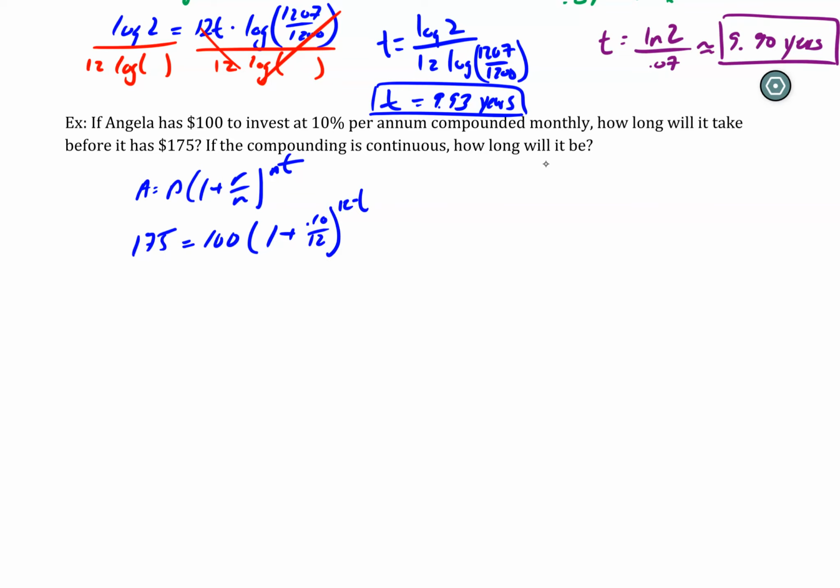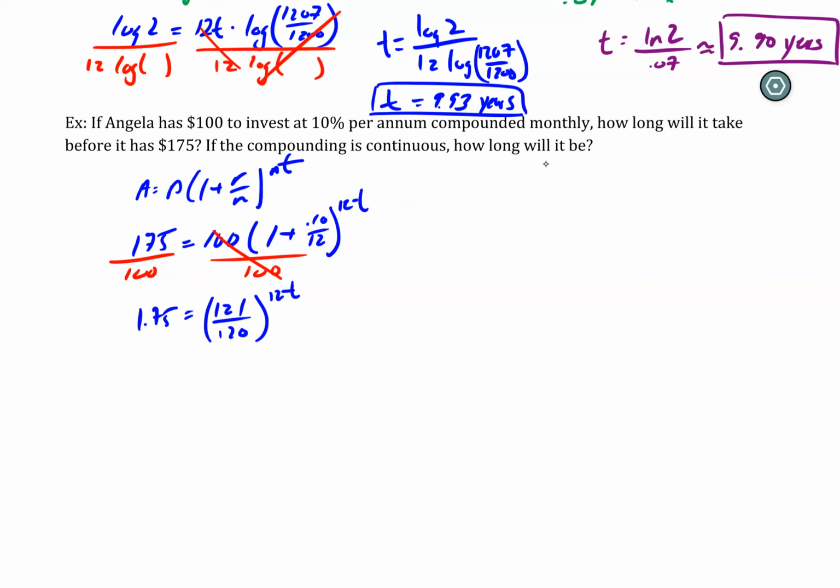All right, so now again, we're going to try and simplify this as much as possible. I'm going to get rid of the principal by dividing that out. So when I divide that part, what's that give me? That's just 1.75. This here is going to simplify down to 121 over 120 to the 12t.